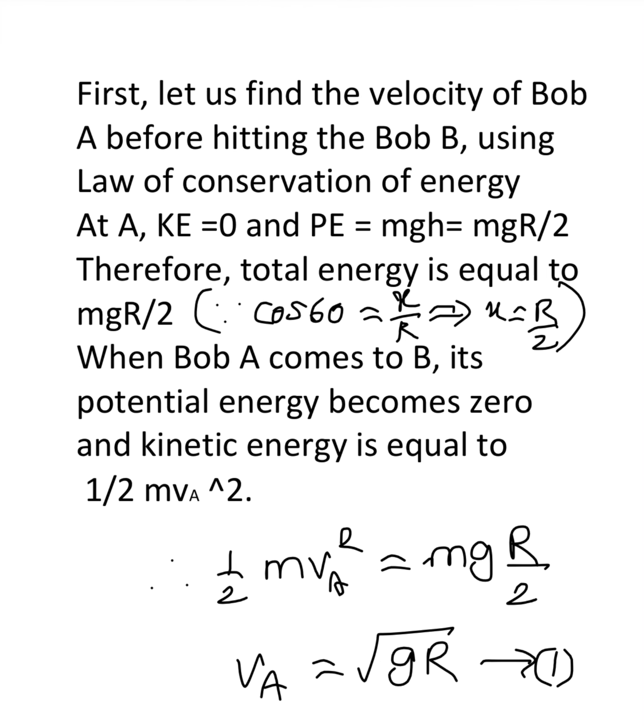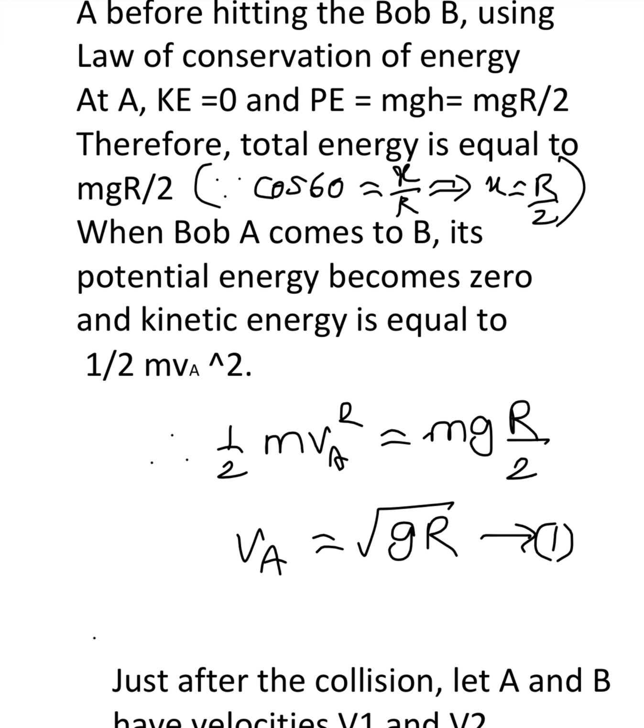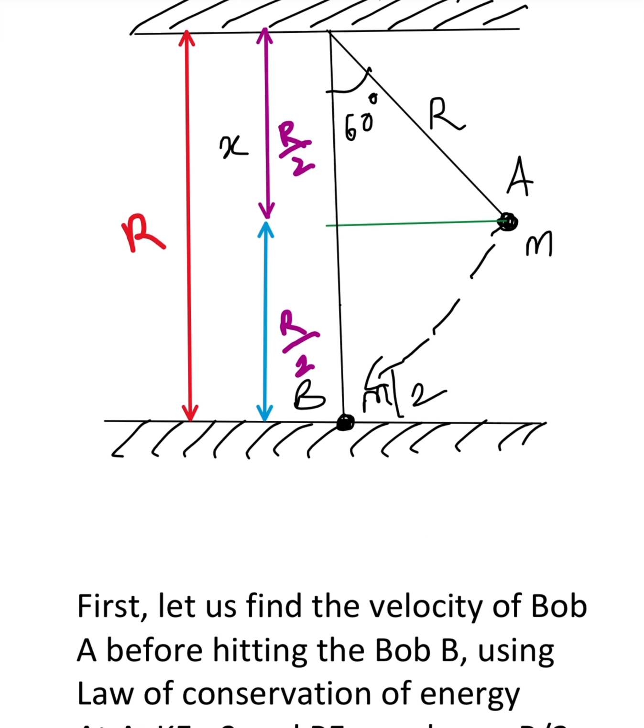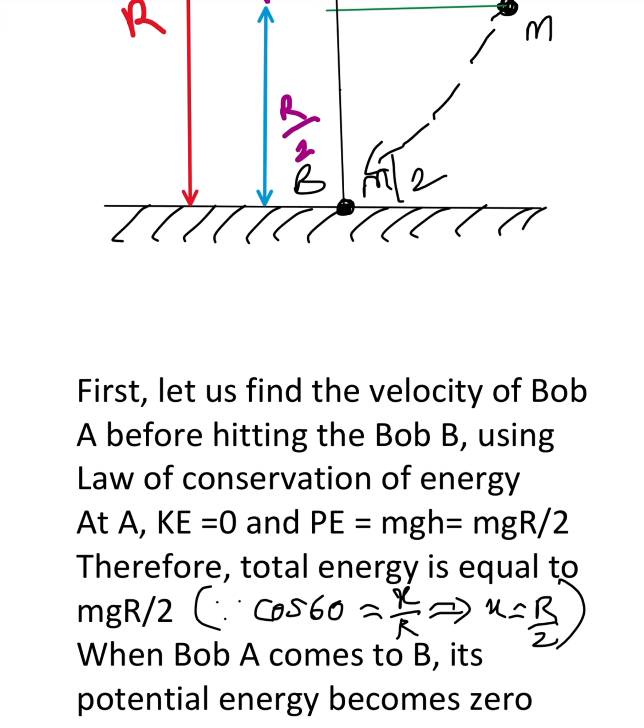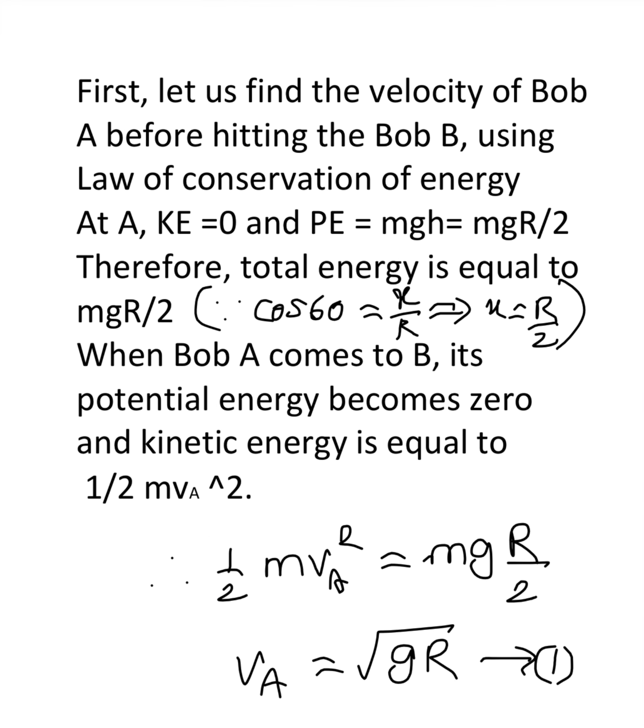At A, KE is equal to 0, PE is equal to mgh. h is R by 2. How? cos 60 is equal to x divided by R. Cos 60 is equal to half. Therefore, x is equal to R by 2.